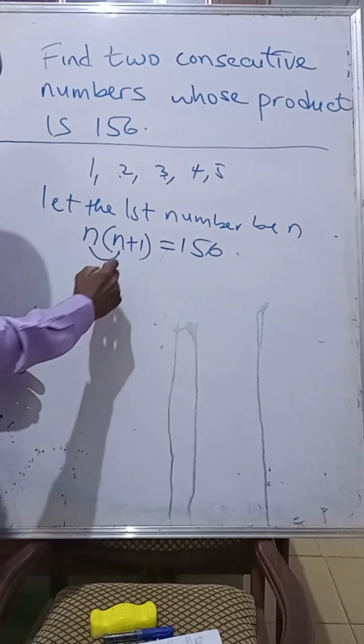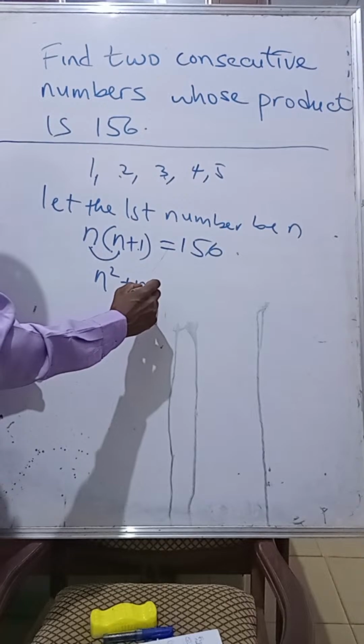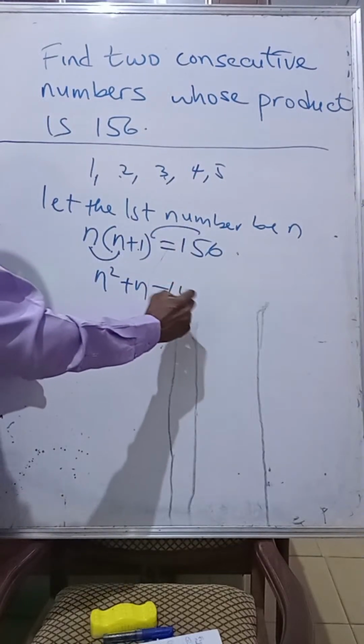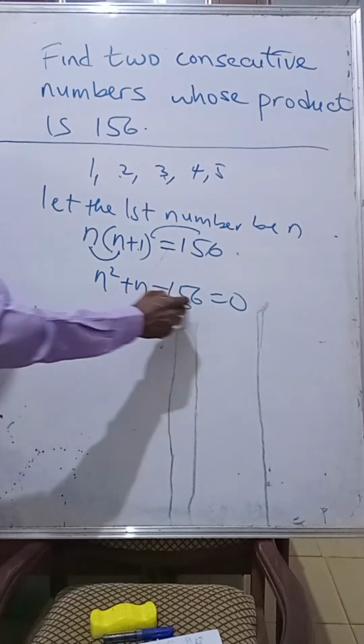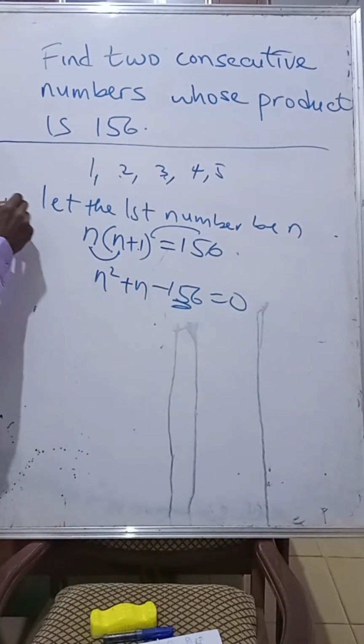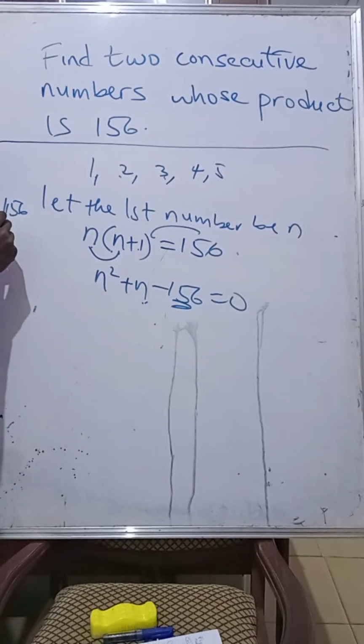So let's do the expansion. This one times this one, n squared. This one times this one, plus n. Then move this one to the other side, minus 156 equal to 0. So what we need to do now is to find the two factors of 156 that can generate plus 1. So that would be 12 and 13.